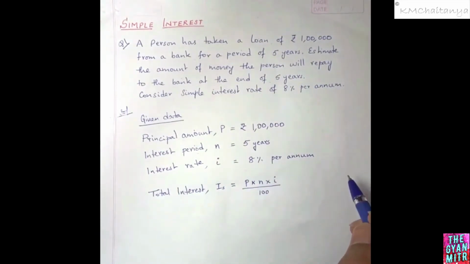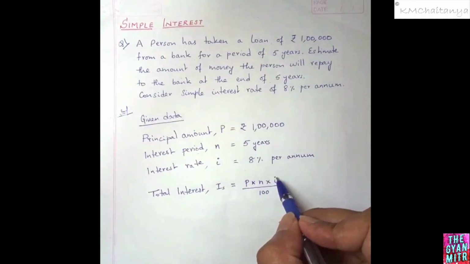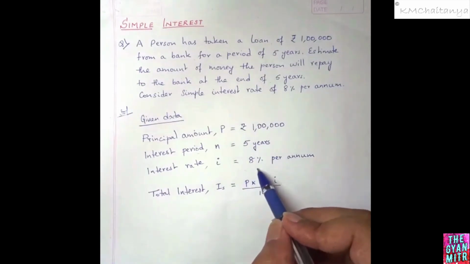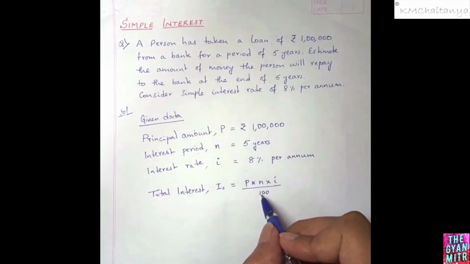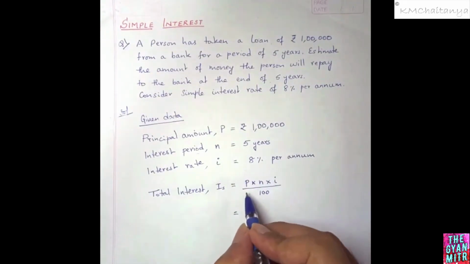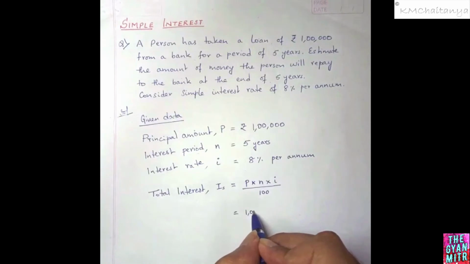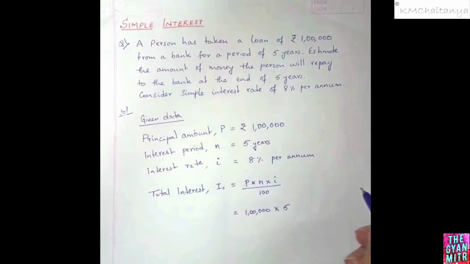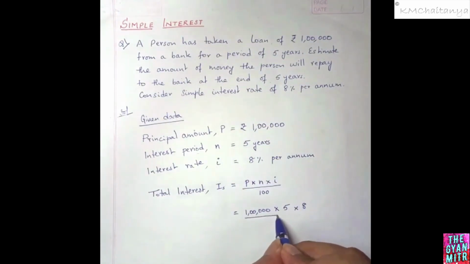Here we need to keep in mind that the rate of interest I is in percentage. If it's not in percentage, for example if it is in decimals, then this particular 100 we need not write, because here we are converting the percentage into decimal. That is the reason I am writing it as 100. So we'll substitute into this. Principal amount is 1 lakh multiplied by interest period 5 years multiplied by the rate of interest 8%, whole thing divided by 100.